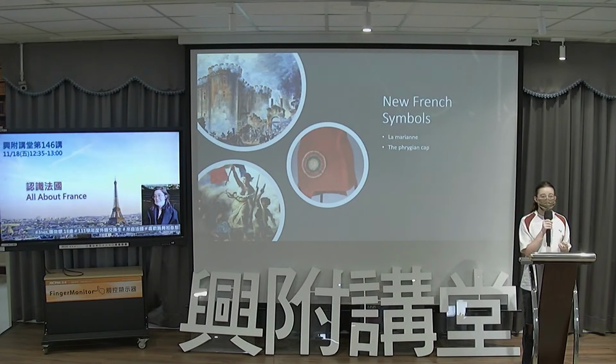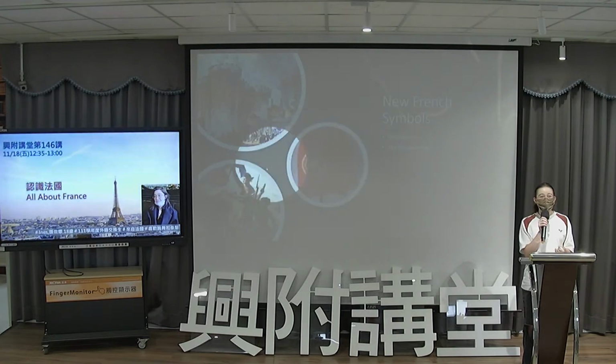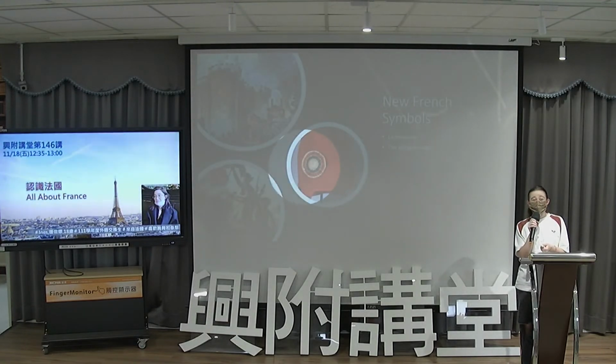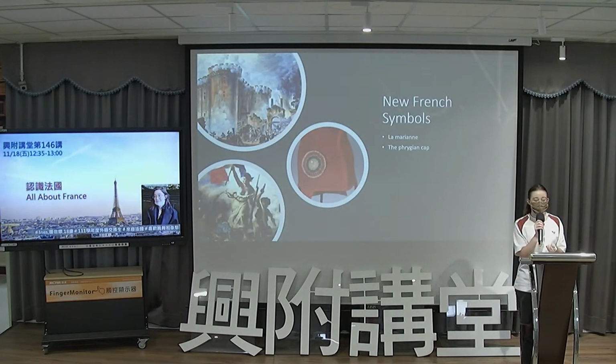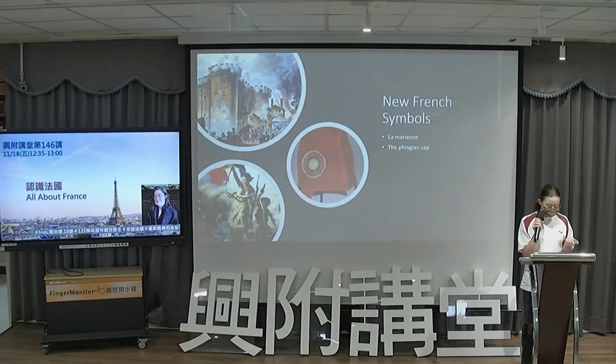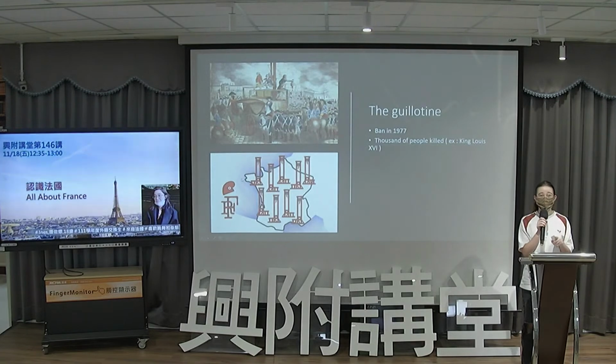During the French Revolution, new symbols were created, like La Marianne, which is a symbol of peace and liberty in France, and also the Phrygian cap, which was worn by the revolutionaries, and we can also see in the painting that it is worn by La Marianne. There were also methods such as the guillotine, which was used to kill thousands of people, and it was only banned in 1977, which is really recent.